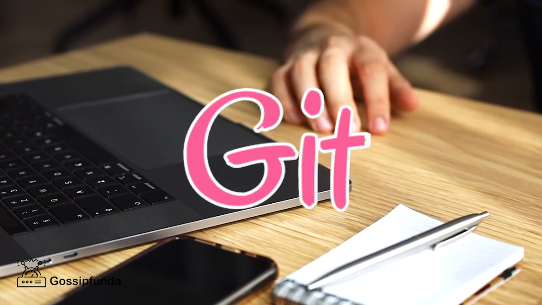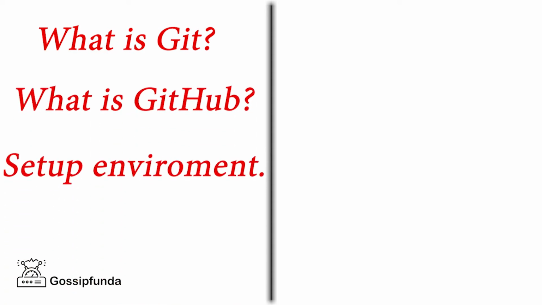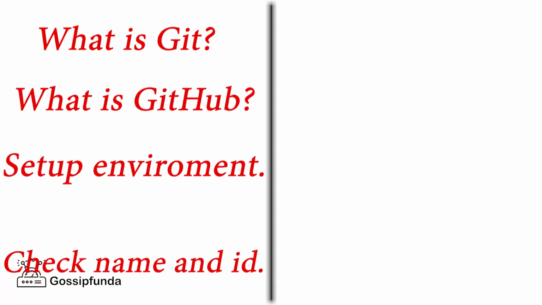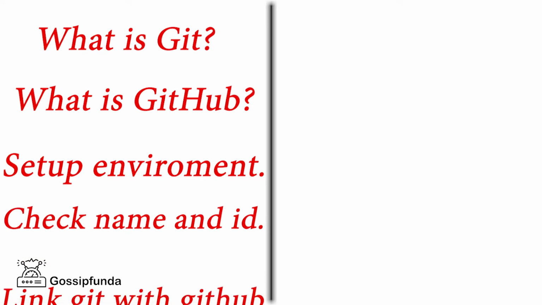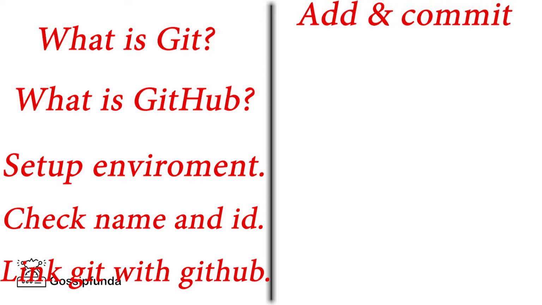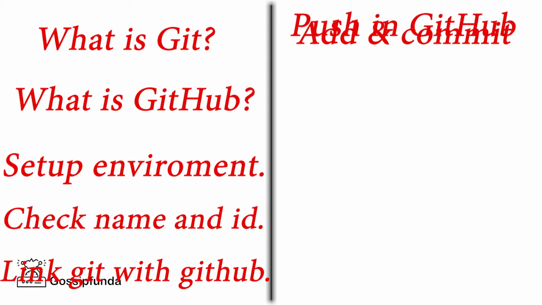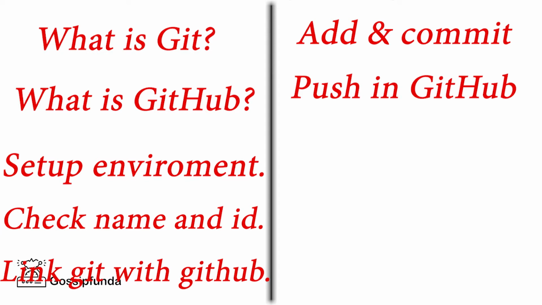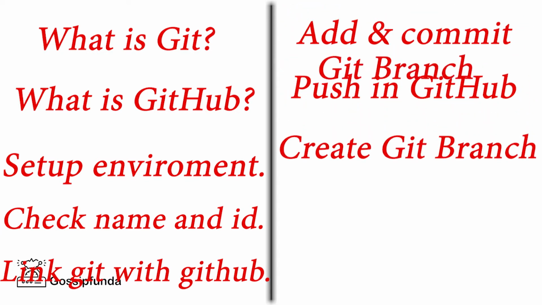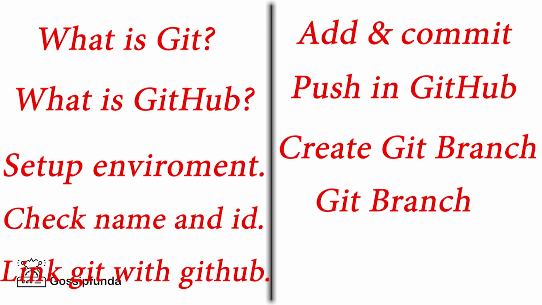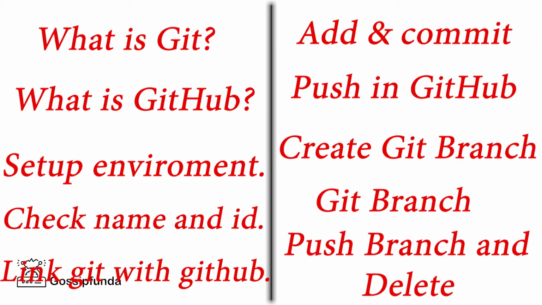Today we discuss Git and GitHub completely in short. In this video, we cover what is Git, what is GitHub, set up Git environment and GitHub environment, check GitHub username and email ID, link Git with GitHub, add and commit file in Git, push Git file in GitHub, how to create Git branch, what is Git branch, as well as how to push Git branch in our GitHub, and finally we see how to delete all the files and Git branch and everything.